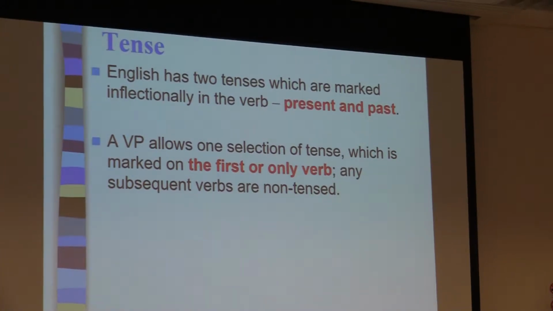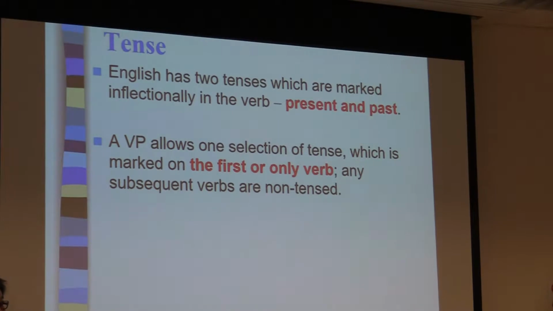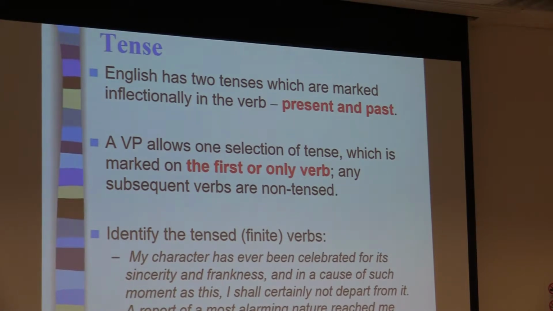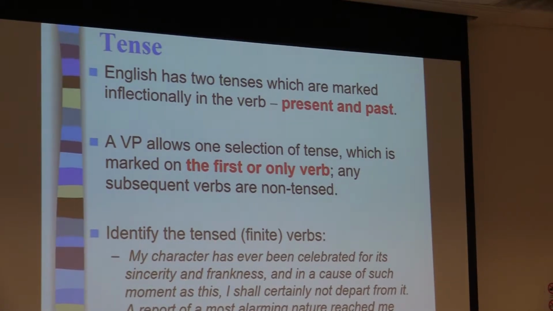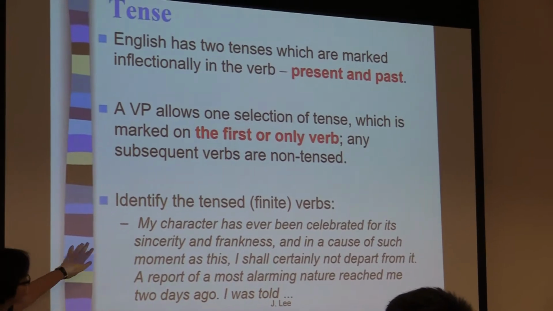And the tense is marked in the first verb, in the verb phrase structure, the finite verb, right? And the others are all non-tense. So here, identify the finite verbs. What are they? You can do it quickly. Together?